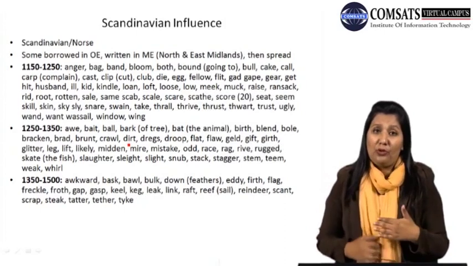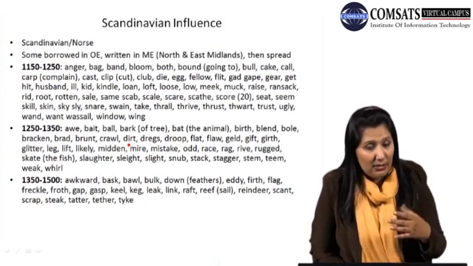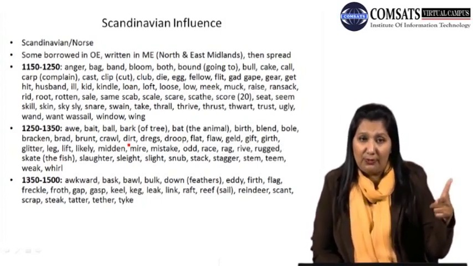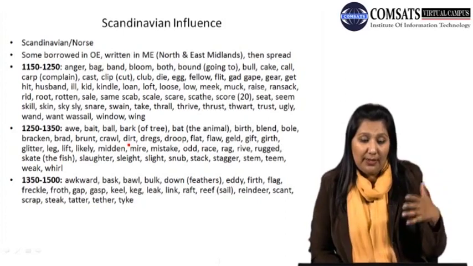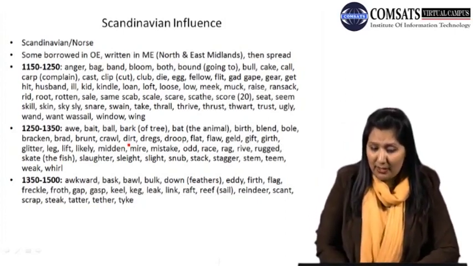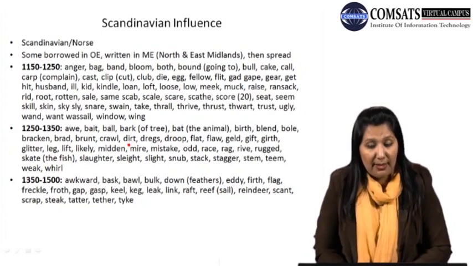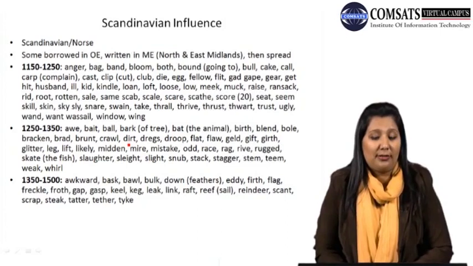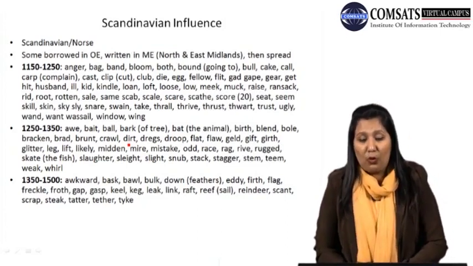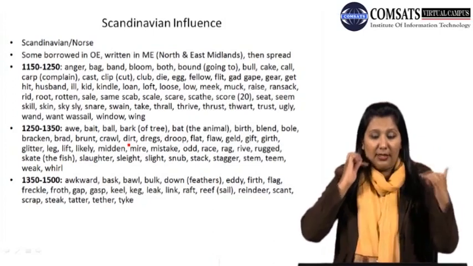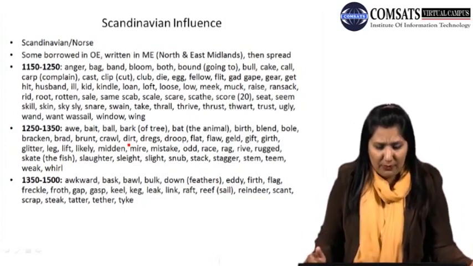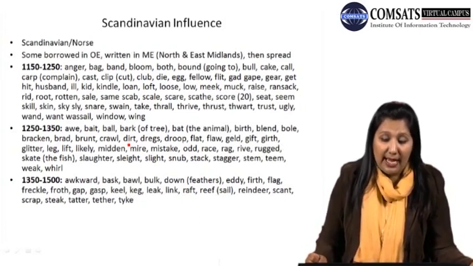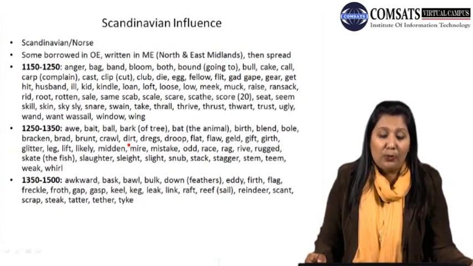Then we move on to 1250 to 1350, again a complete century, and perhaps these are a little fewer than the words found in 1150 to 1250. These words are awe, bait, ball, bark, which was used for the tree, bat for the animal, birth, blend, wall, bracken, brand, brant, crawl, dirt, troop, flat, flow, geld, gift, girth. Let me skip a few of these words and move on to slaughter, slate, slight, snub, stag, stagger, steam, weak, and whirl.